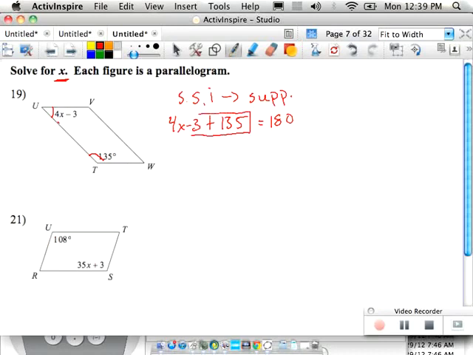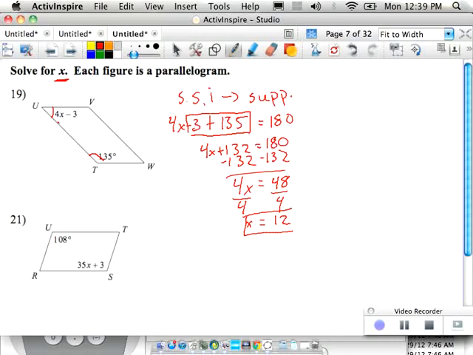Now if I simplify the negative 3 and 135, that's going to give me 132. So I still have 4x plus 132 equals 180. I'm going to subtract 132 from both sides. That will give me 4x equals, I got to figure out what's going to be on this side. It should be 48. If I divide both sides by 4, x equals 12. If I have to do anything more, it would have said find the measure, but it just said solve for x. So I'm done with that one.